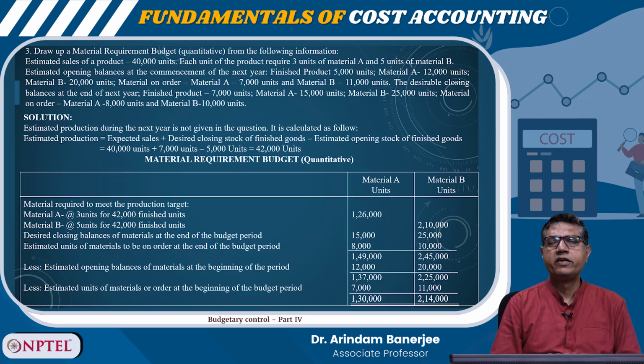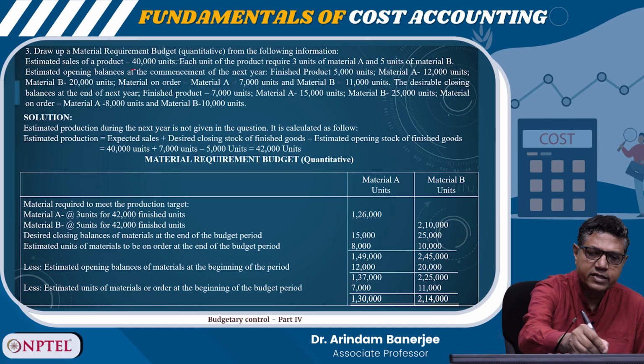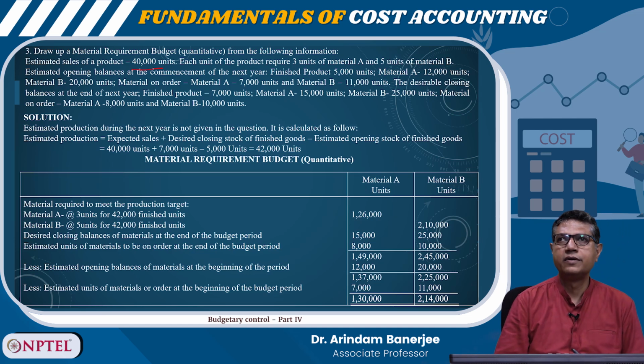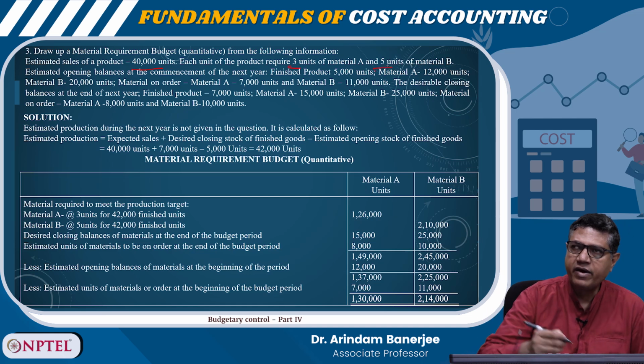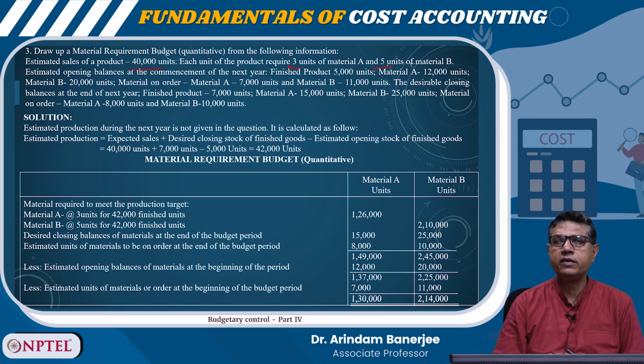Draw up a material requirement budget, quantitative, from the following information. Estimated sales of a product 40,000 units. Each unit of the product requires 3 units of material A and 5 units of material B.